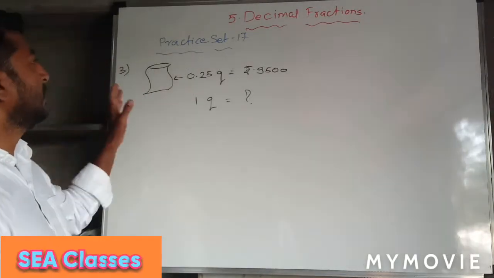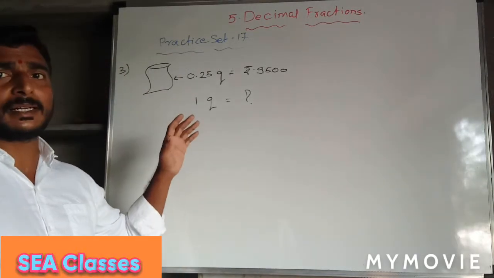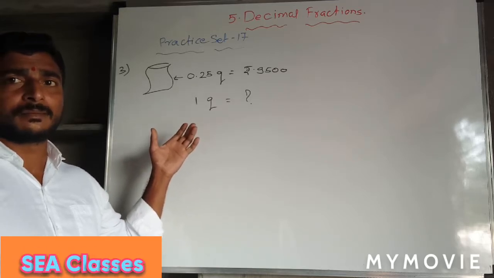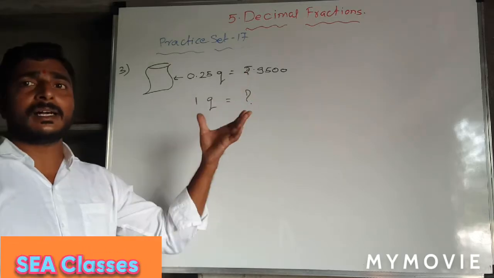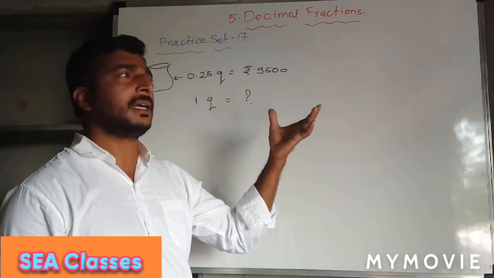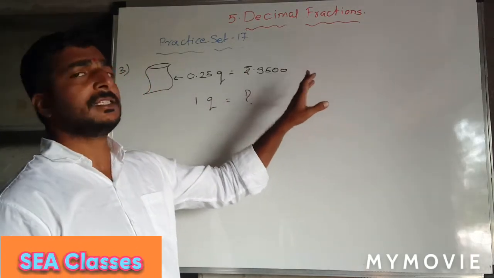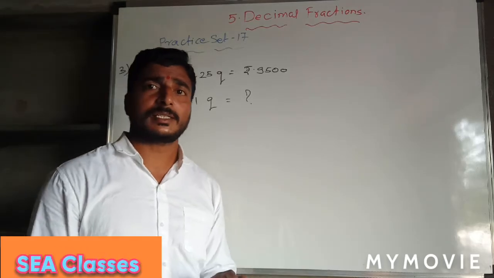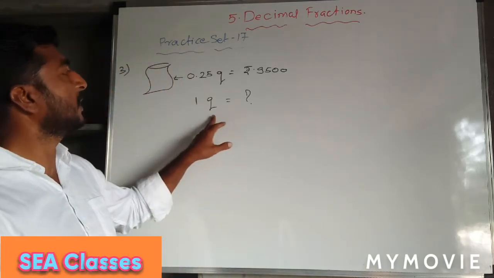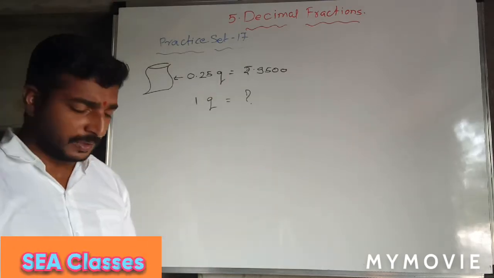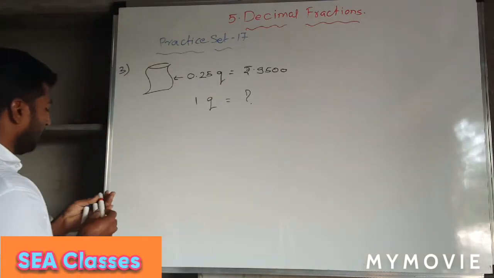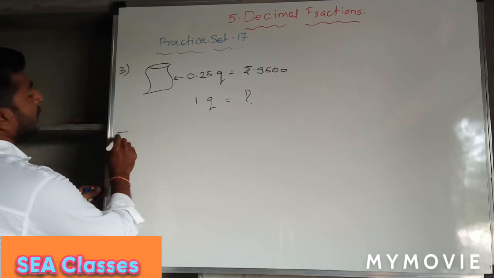Let's see the next example. So this example says that a pharmaceutical company bought 0.25 quintal of Hirida. Hirida is a medicinal plant, at the cost of rupees 9,500. And the question says that you have to find the cost of 1 quintal of Hirida. That means what is the cost of 1 quintal of Hirida that you have to find. So the cost of 1 quintal of Hirida we will calculate in this manner now.